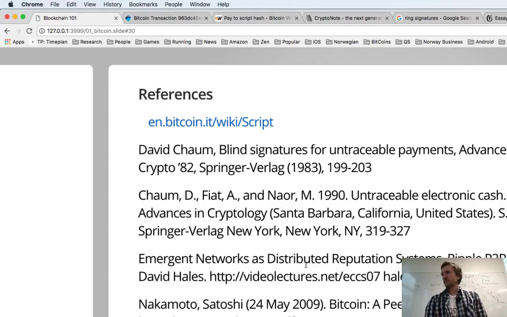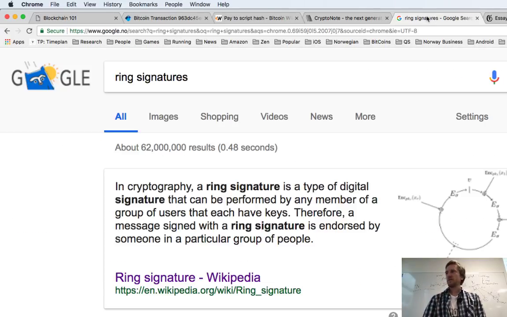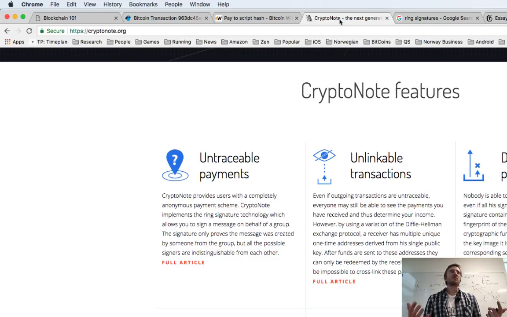So I encourage you to check it. I will put his essay onto the slides, and check the CryptoNote and the ring signatures as an example. I'm not saying they're doing anything very special compared to other privacy-preserving crypto, but it's a good write-up of how it is done.